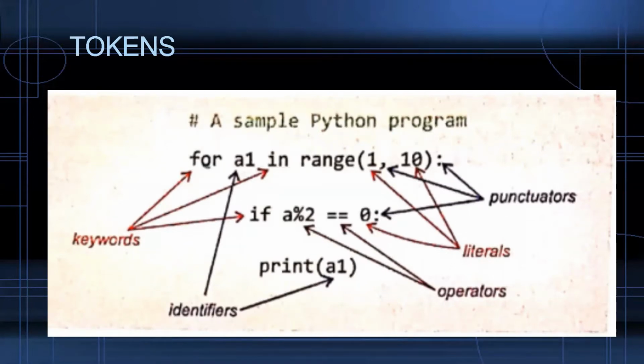Now let's move to the second token, that is identifiers. Identifiers are also known as names. Identifiers are defined as the names given to different parts of the program. For example, variables, objects, classes, functions, lists, dictionaries, etc.